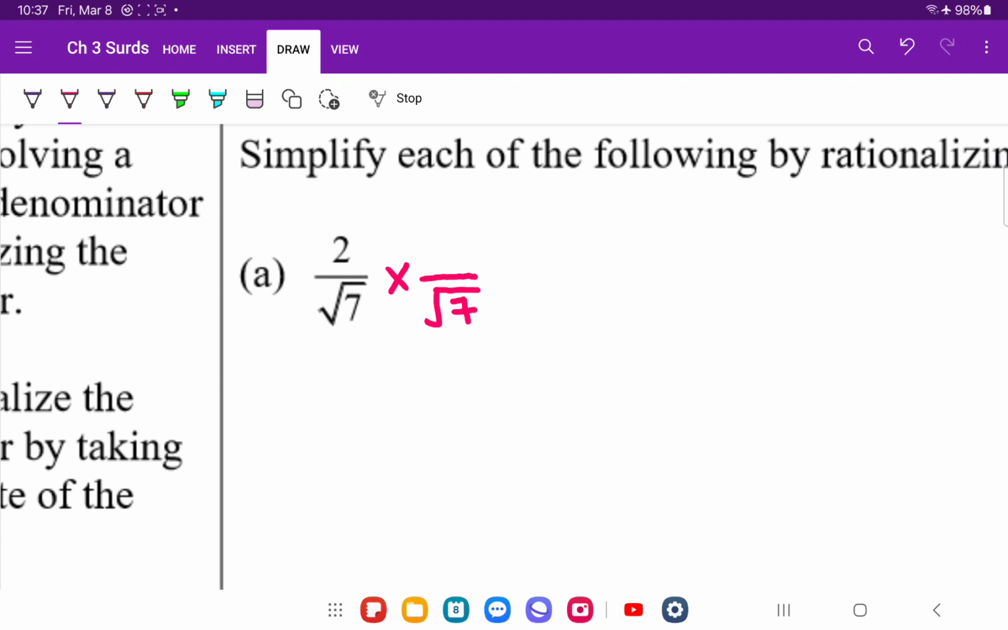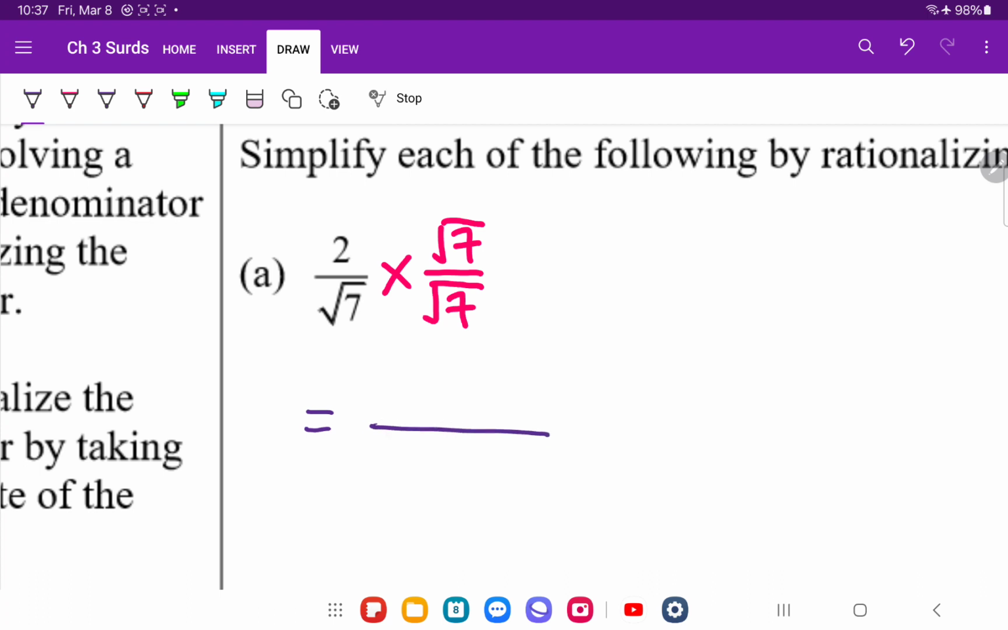But times a 1 whole means my numerator must also be the same. I said to times a 1 whole, it means the numerator should also be the same. If I want to times 1 whole as a fraction, it means that if the denominator is square root 7, the numerator must also be square root 7. Okay, now with that, let's see what happens to the denominator.